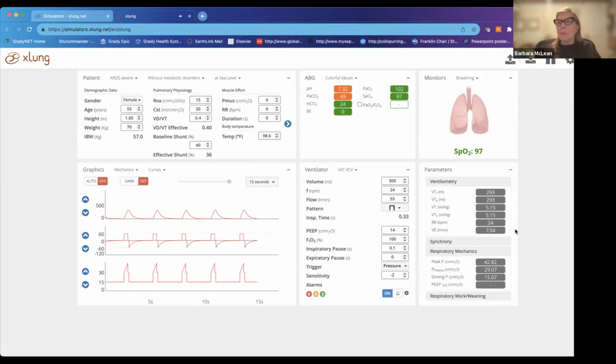So he has a peak pressure of 42, and that is a little bit concerning to me. But what I want to do when I'm looking at the peak pressure is I can go down on the tidal volume and I can go down on the flow. And his PaCO2 went up to 80. I've gotten it down to 49. I'm pretty happy with that.